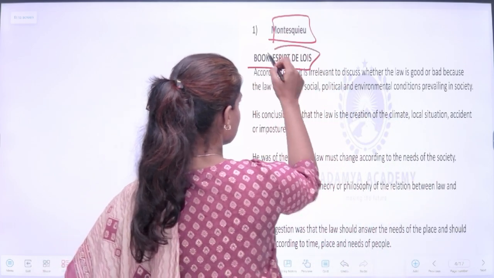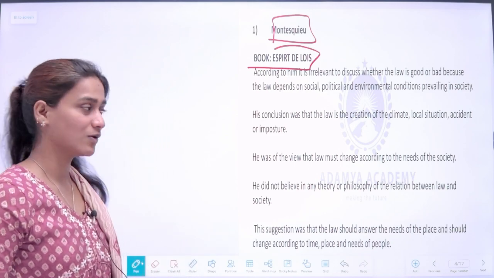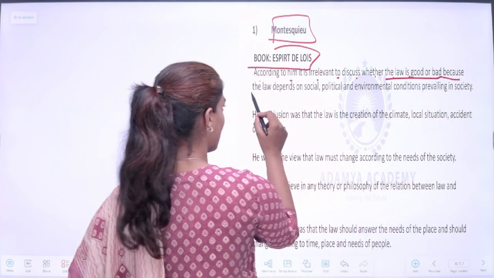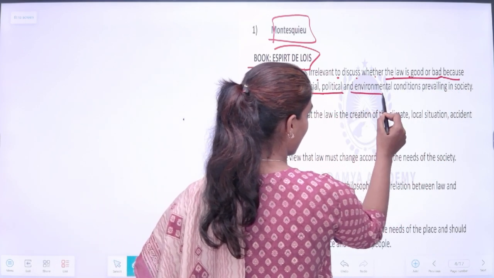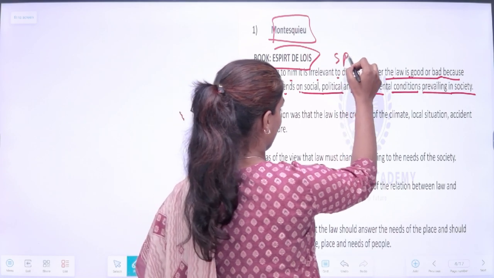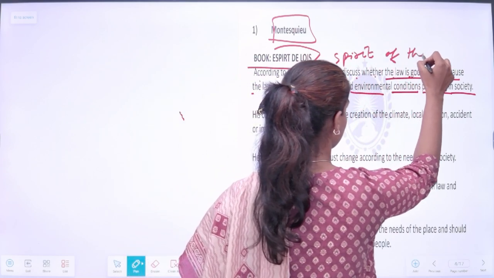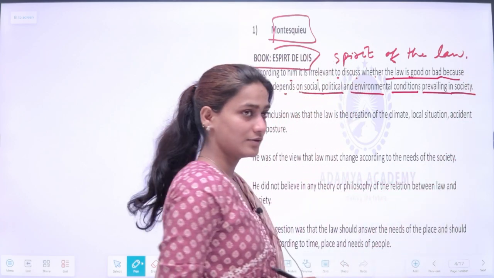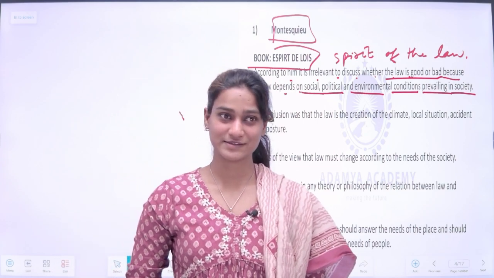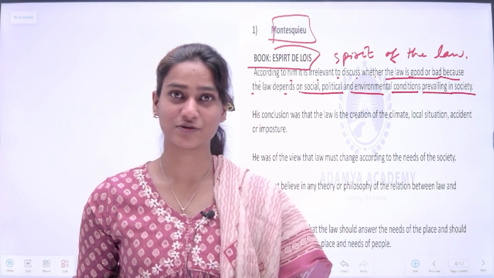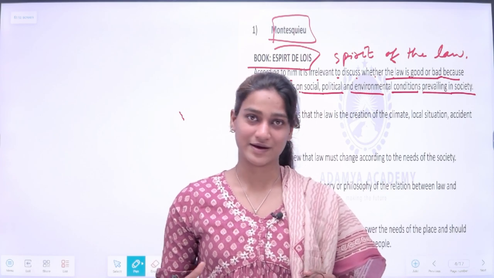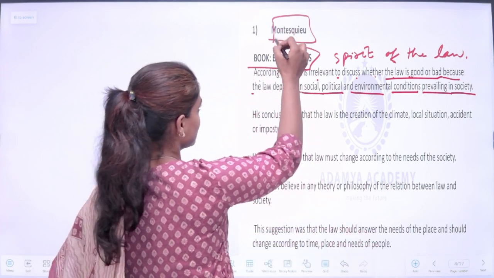Montesquieu, his book is Spirit de Lois, which means spirit of the law. According to him, it is irrelevant to discuss whether the law is good or bad because the law depends on social, political, and environmental conditions prevailing in the society. So it's irrelevant to discuss whether the law is good or bad because whenever a law is made, it is made by seeing into the social, political, or environmental conditions which are prevailing in the atmosphere and environment currently. So this is what Montesquieu has to tell.